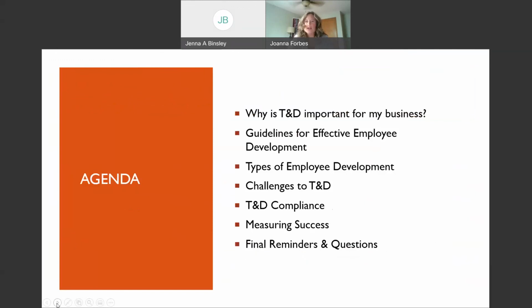So let's go ahead and get started talking about employee training and development. Our agenda for today, for the next 45 minutes or so: why training and development is important for my business, some guidelines for effective development programs, the types of employee development, the common challenges that we often see at our businesses, some compliance issues that we need to think about, measuring the success of our programs, and then some final reminders and some questions before we leave today.